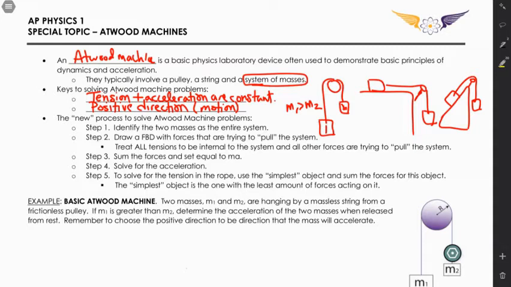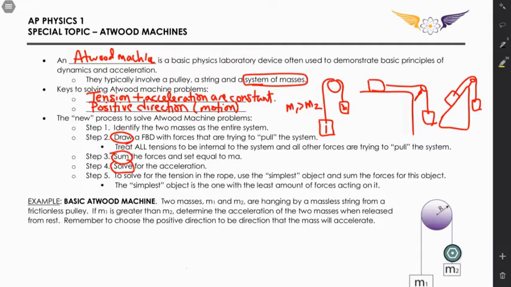But if you look at steps 2, 3, and 4, that's our basic process. Draw, sum, solve. There it is, our 3 steps. So step 2, draw a free body diagram with the forces that are trying to pull the system. Now, the pulling means the tensions in the ropes or the strings that we often solve for. When you have a system that is acting by itself, the tensions are negligible. We don't have to worry about them because they're internal to the system.